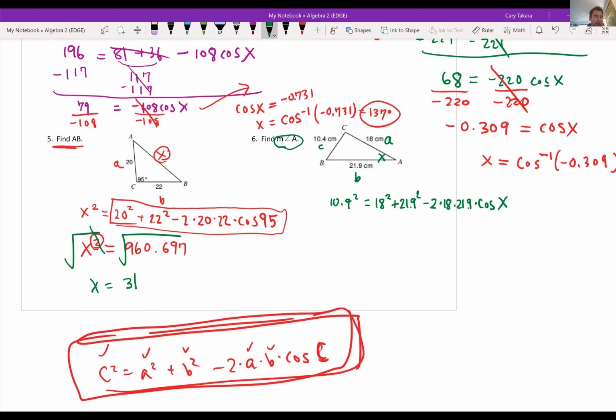10.4 squared. So now we're kind of making a mess here. 108.16 equals 18 squared, which is 324. It's 21.9 squared. Why did I pick this question with the decimals?